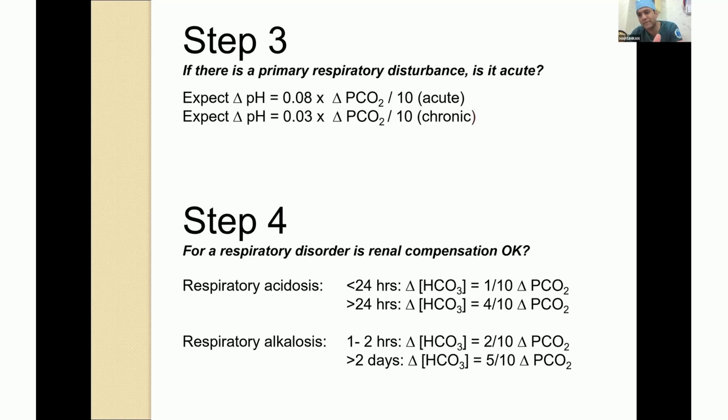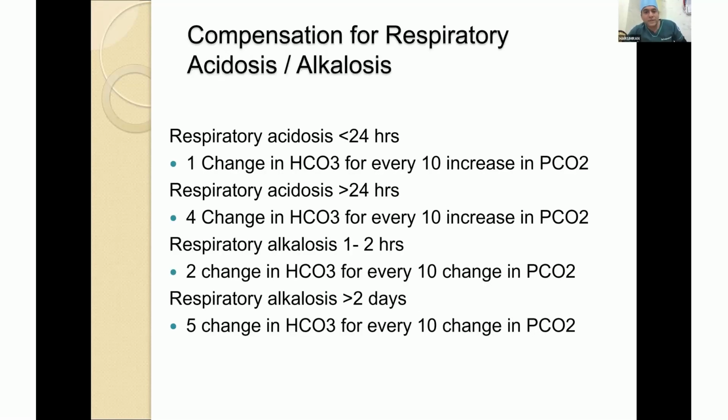There is a mnemonic. Normally we keep it as 1, 4, 2, 5. Respiratory acidosis: acute 1, chronic 4. Respiratory alkalosis: acute 2, chronic 5. As I've told you earlier, in respiratory acidosis of less than 24 hours, there is 1 change in bicarbonate for every 10 increase in PCO2, and 4 in chronic. In respiratory alkalosis, 2 for acute and 5 change in bicarbonate for every 10 change in PCO2 in chronic.